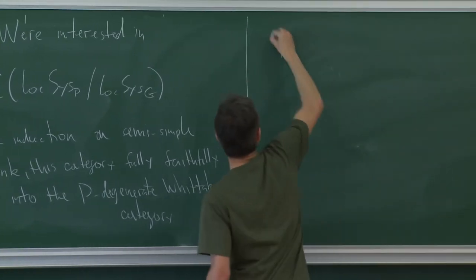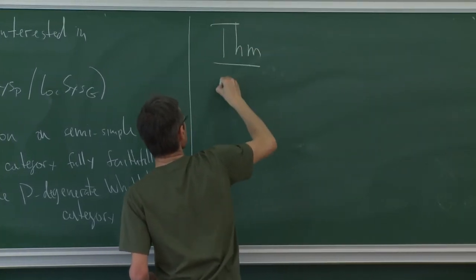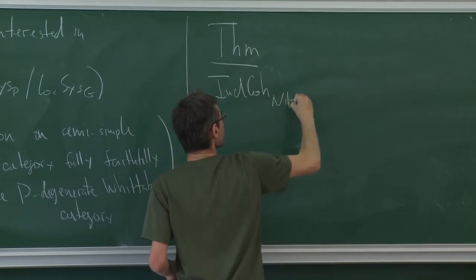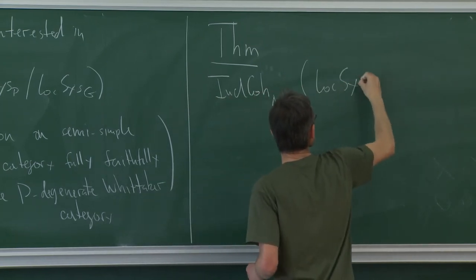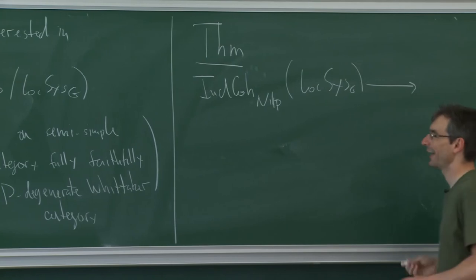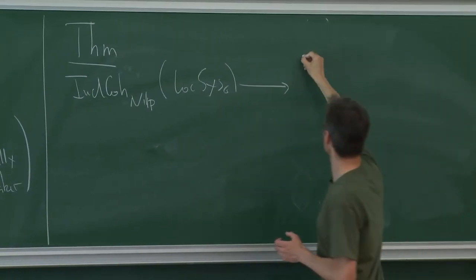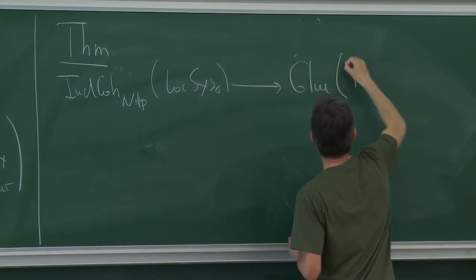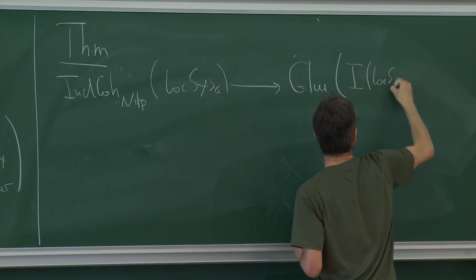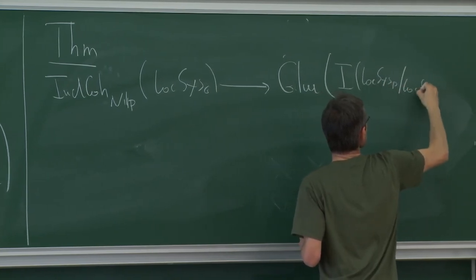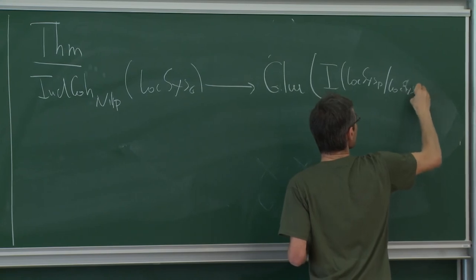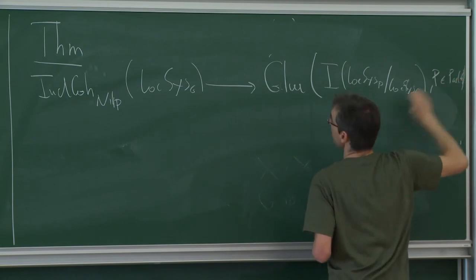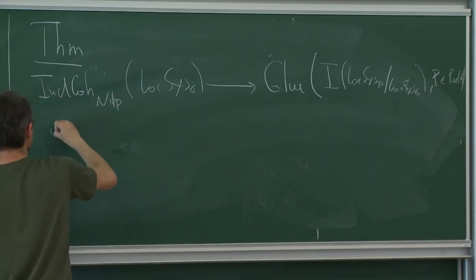So the theorem will look as follows. It will say that a certain functor from IndCoNilp on LocSys_G to, well, I want to take all of them together, and I'll write the following symbol. I'll write glue these categories, where P runs through the poset of parabolics of G. So the theorem is that this is fully faithful.